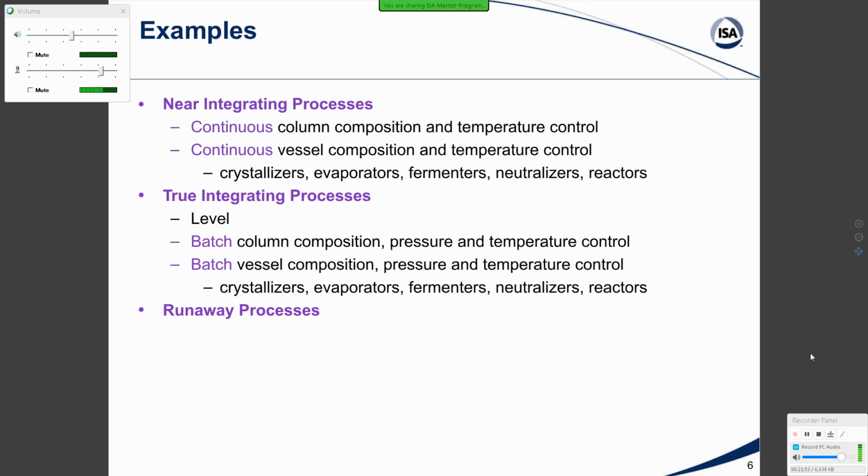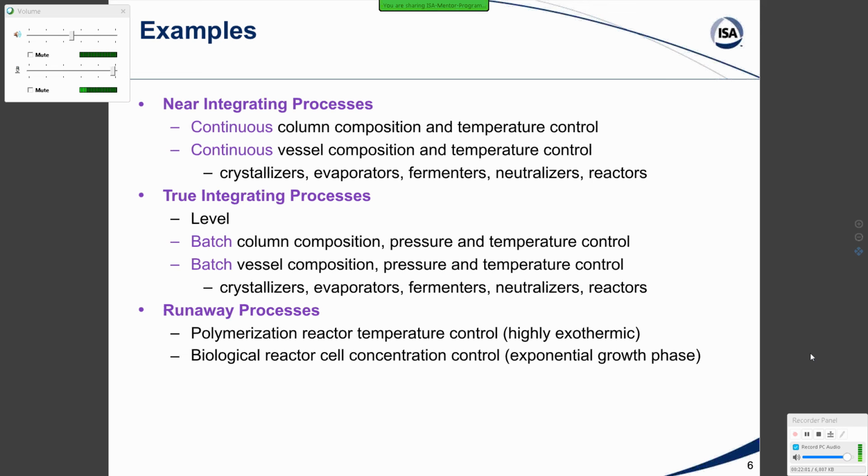And then the runaway process. Well, the classic is polymerization reactor control, where it's highly exothermic. Then we have some things that really are not so much out there. We have biological reactors. If you were looking at the exponential growth phase, and you're actually doing closed loop cell concentration control, there could be this acceleration going on.